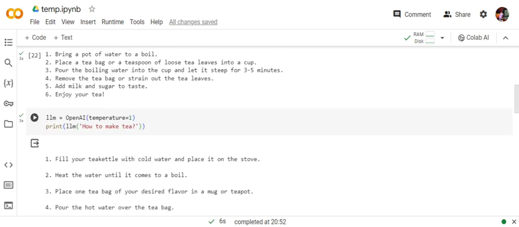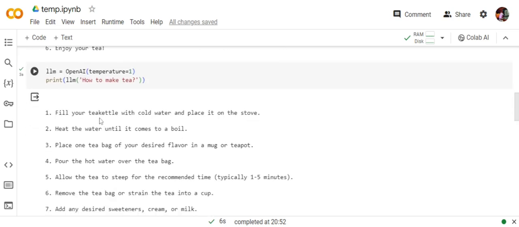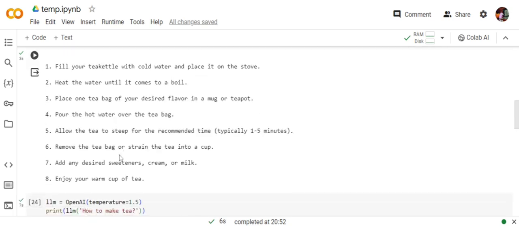But now temperature equals 1. Now you will start seeing some sort of randomness in the answers. The answer will start giving gibberish words also. See the first sentence: "Fill your tea kettle." There is no space. It's a single word that the model has outputted for now. The rest of the things look fine, but here the model has started showing some randomness. Eventually, in your answer, you can see some gibberish words have started coming.